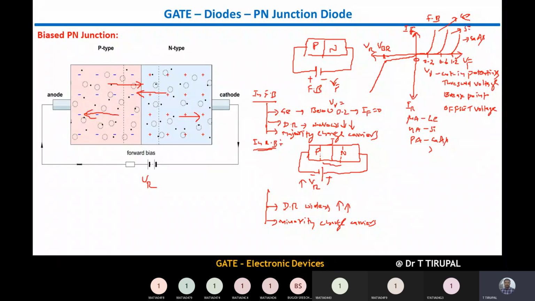Please do remember, micro means 10 power minus 6, nano means 10 power minus 9, and pico means 10 power minus 12. So in this breakdown region, the diode may break because we are applying a potential greater than 25 volts, so that current happens due to minority charge carriers in reverse bias.